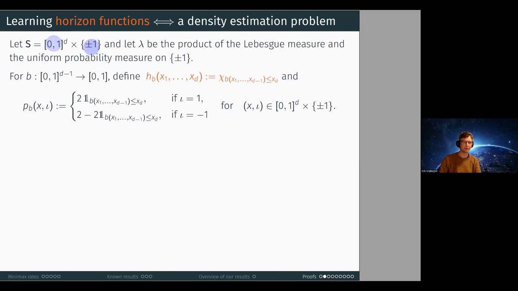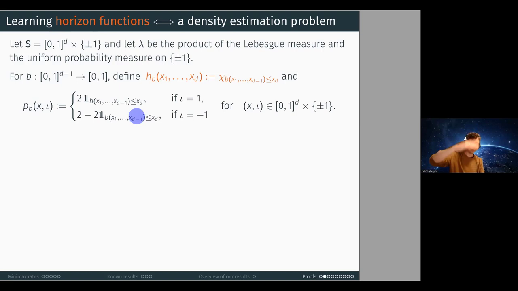And as the reference measure, we take the product of the Lebesgue measure and the uniform measure on plus minus one. Then given a boundary function B, you can define such a probability density function. You don't need to look at it. I will explain what it does in a moment. And this gives you a connection between the problem of learning the horizon function and the density estimation problem.